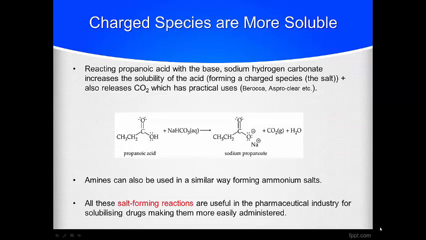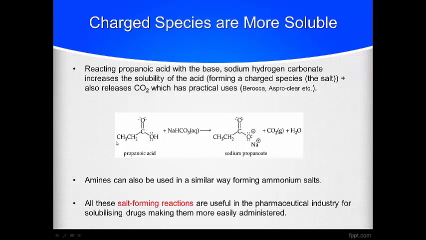Okay, so charged species are more soluble. We've talked about this a couple of times in the other lectures, but this one is another place where we can reinforce this learning objective. So reacting propanoic acid with a base, such as sodium hydrogen carbonate, so a nice weak base there, it increases the solubility of the acid. Okay, so it increases the solubility by forming charged species, so the salt.